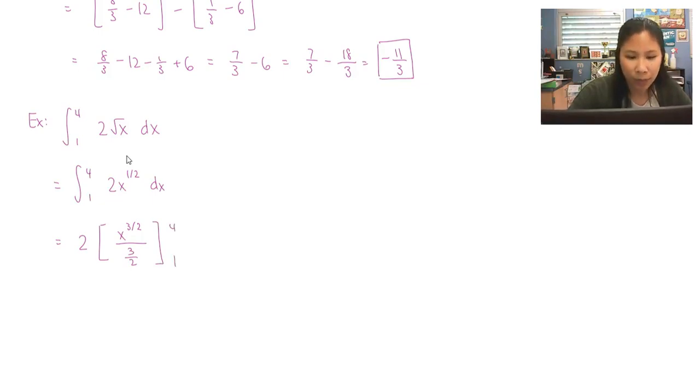That's the power rule. And then let me simplify this out to make it look a little bit nicer, because if I'm dividing by 3 over 2, this is the same as multiplying by 2 over 3.